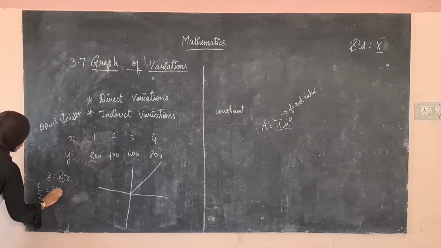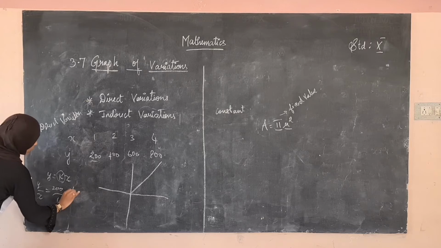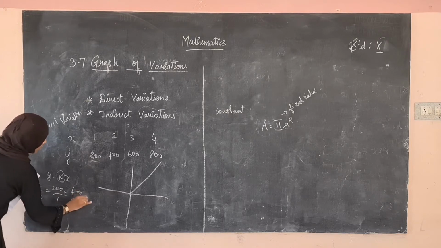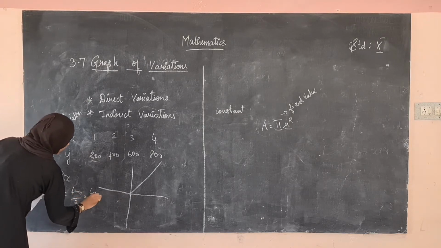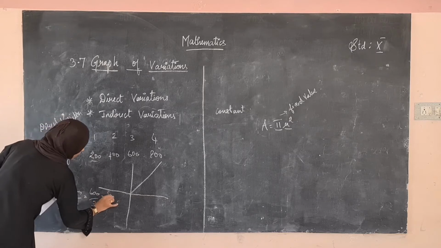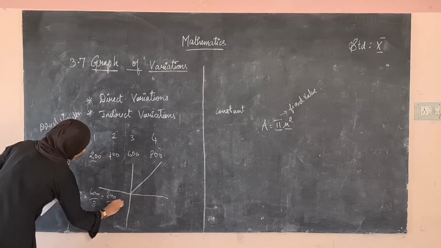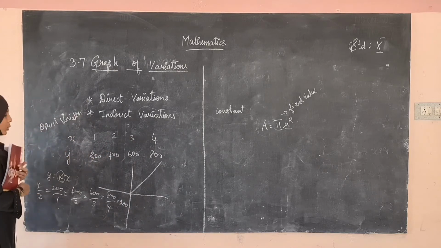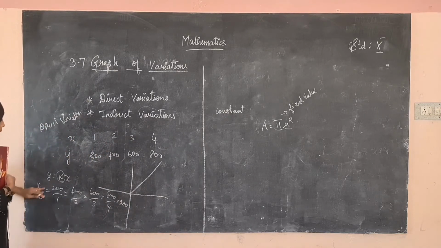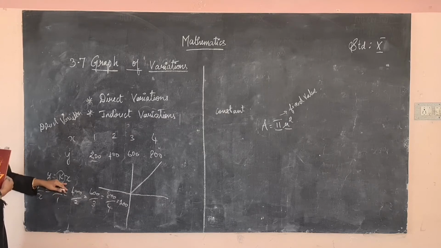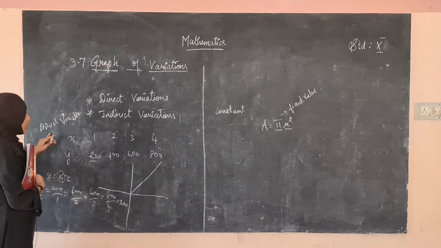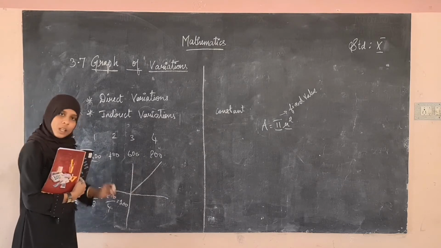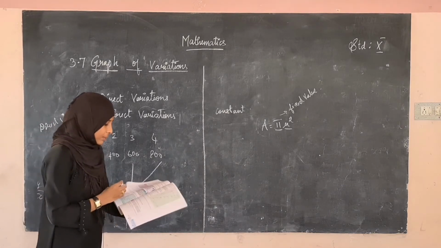That is 200 divided by 1 is equal to 400 divided by 2 is equal to 600 divided by 3 is equal to 800 divided by 4. What's the variation? That is 200. Here for this sum, k is equal to 200. So for direct variation, the equation is written as y is equal to k into x, where k is the constant of variation. Commonly, for direct variation the graph will be a straight line.